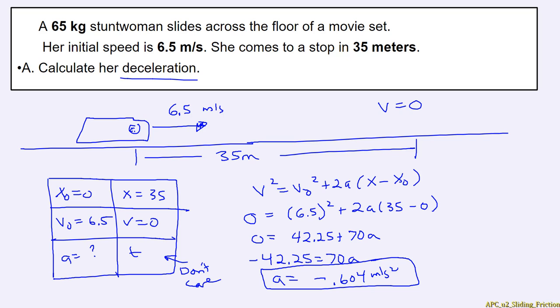Okay, we really didn't care what time that happened, so the most efficient way to do it, don't know, don't care. Hopefully you got negative 0.604. Check your work. The negative sign means that she's being pushed by those nooks and crannies as she tries to slide along, opposite the direction she's going. So awesome. Make sure you have that value down, and then we're going to look at her forces.